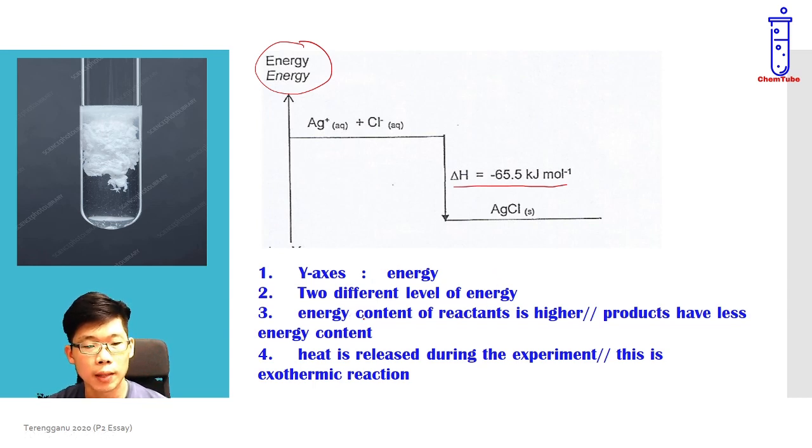Then you have to explain that the energy content of the reactants is higher, or the product has less energy content. Heat is released during the experiment, so this is an exothermic reaction. For me it would be 2 marks for this point. You can also mention that the formation of silver chloride gives a white precipitate. It is a solid.